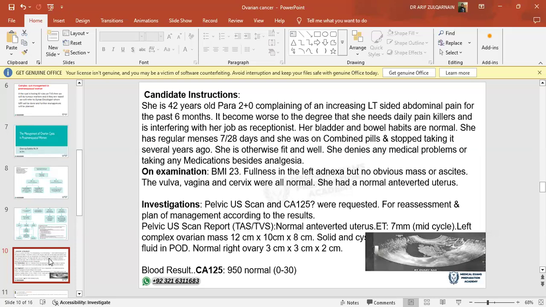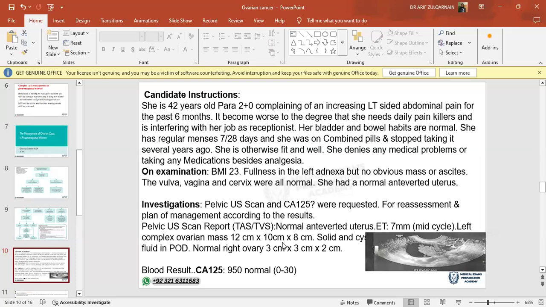On examination, her BMI is 23. There is fullness in the left adnexa, but there is no obvious mass or ascites. The vulva, vagina, and cervix are all normal, and she has a normal anteverted uterus. On investigations, pelvic ultrasound and CA125 were requested. The pelvic ultrasound report shows a normal anteverted uterus. Endometrial thickness is 7 millimeter, and there is a left complex ovarian mass of 12 by 8 by 10 centimeter, having solid and cystic components, and there is fluid in the pouch of Douglas, and the right ovary is normal.